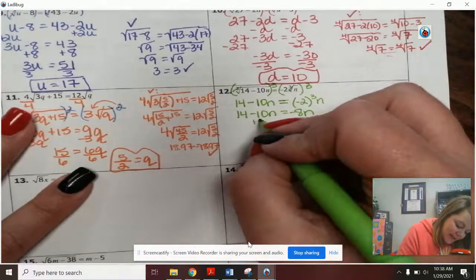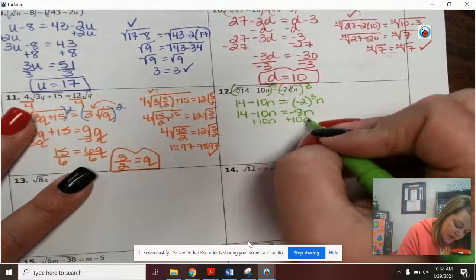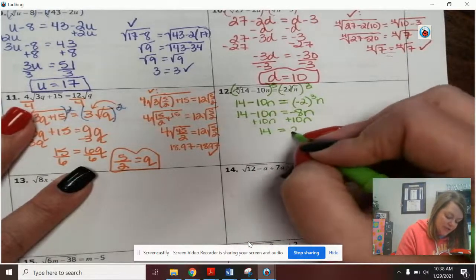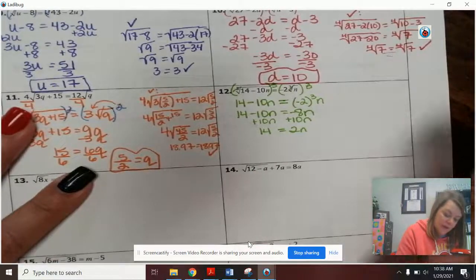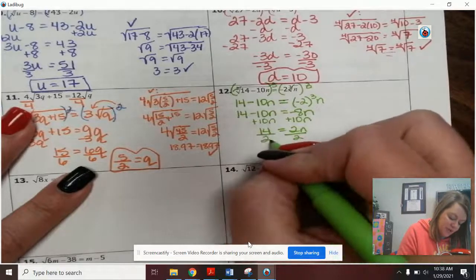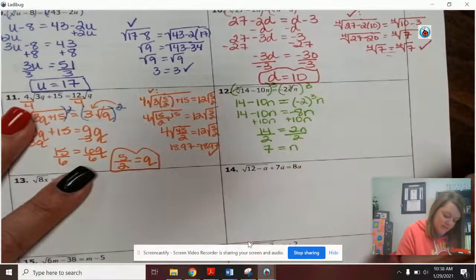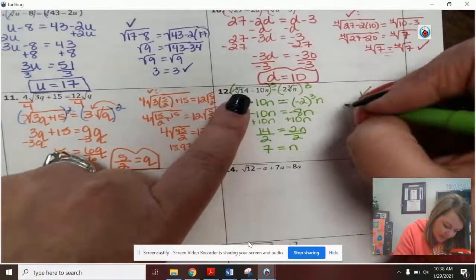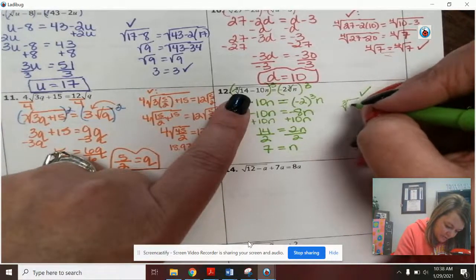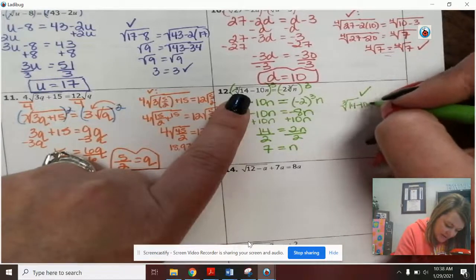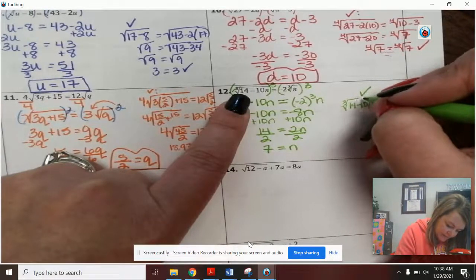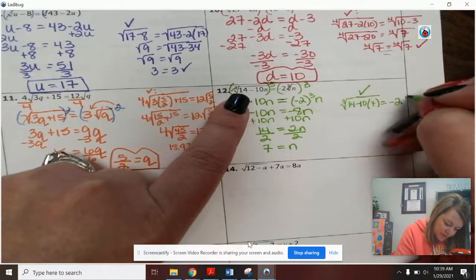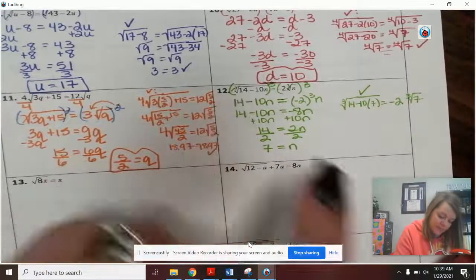Okay, let's add the 10n. So 14 equals negative 8 plus 10 is 2n. Divide both sides by 2, and I get 7 equals n. All right, quick check. I've got cube root of 14 minus 10 times 7 equals negative 2 cube root of 7.